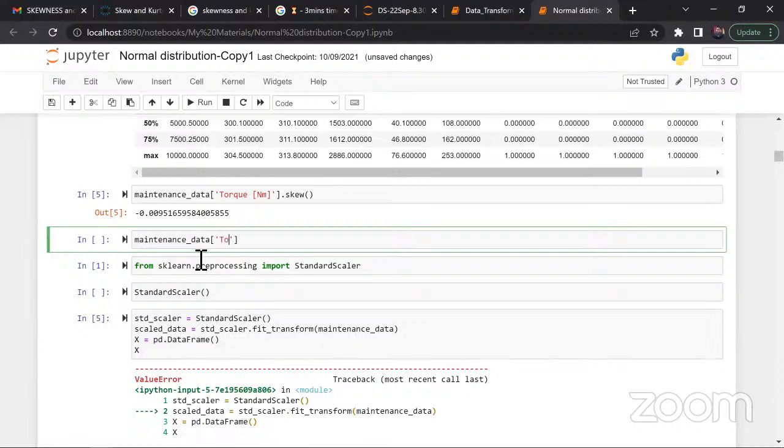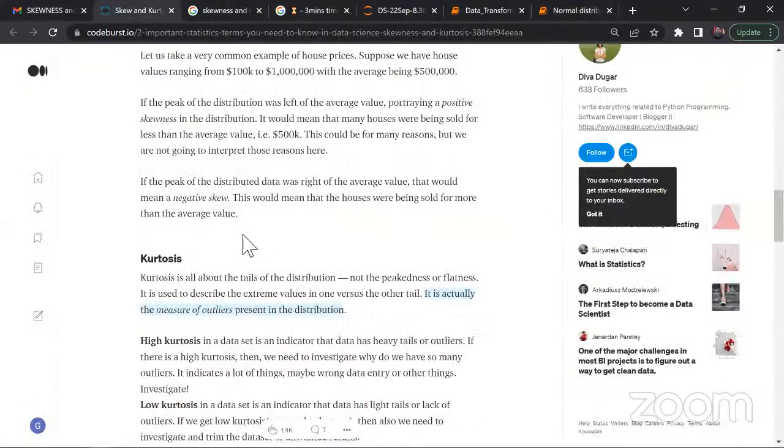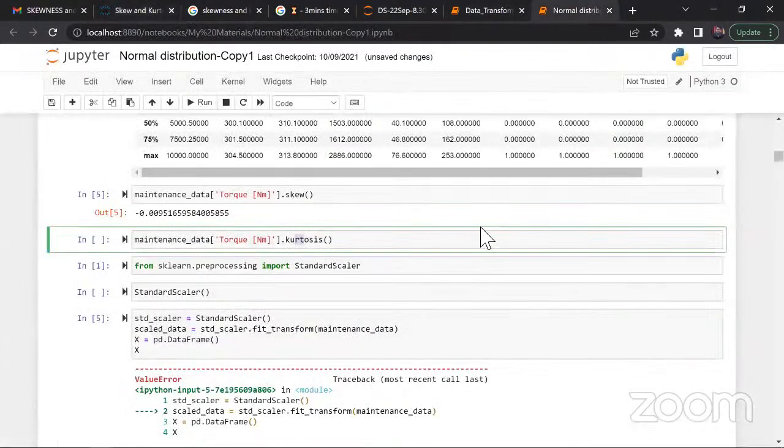Now if you see the maintenance data, let me pick up the same torque column dot kurtosis. What do you think the kurtosis will be? The kurtosis value, will it be greater than 3 or less than 3? I'm not executing it, but I'm expecting an answer. Will it be greater than 3 or less than 3? Less than 3.